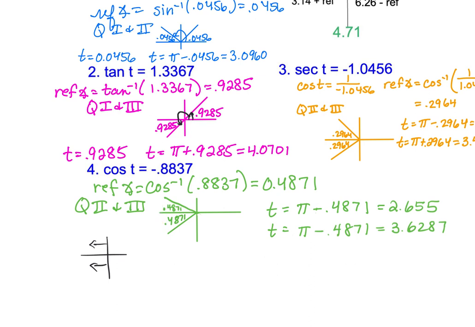So the first one is pi minus 0.4871, which is 2.655, and the next one is pi plus, and I did not write the plus there, give me a minute, pi plus 0.4871, which is 3.6287.